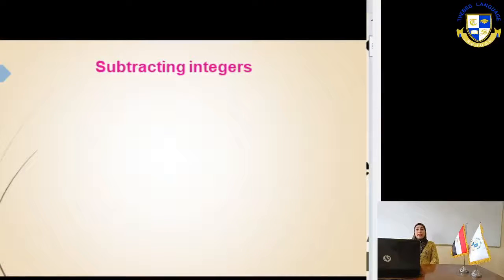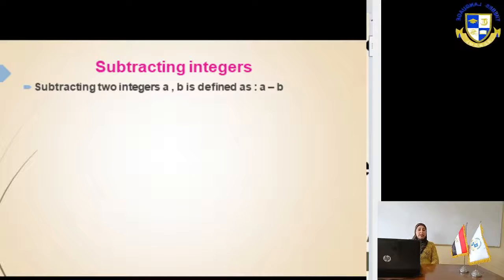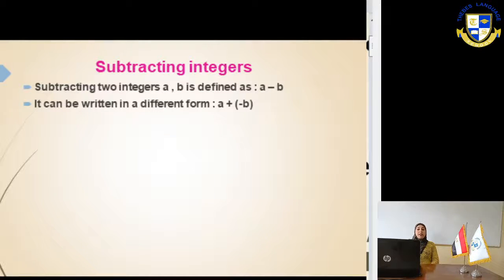Okay, let's see subtracting integers. How could we subtract integers? Subtracting any two integers looks like a minus b. It can be written in a different form, like a plus negative b. I could switch the sign, which means 6 minus 8 equals 6 plus negative 8. In both ways, the answer will be negative 2.